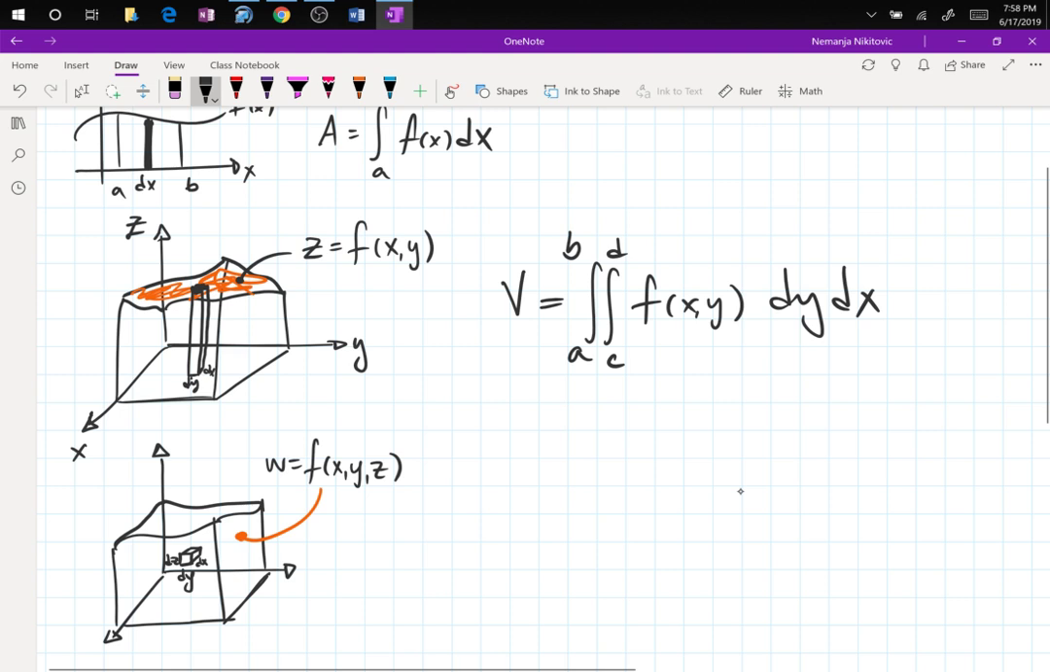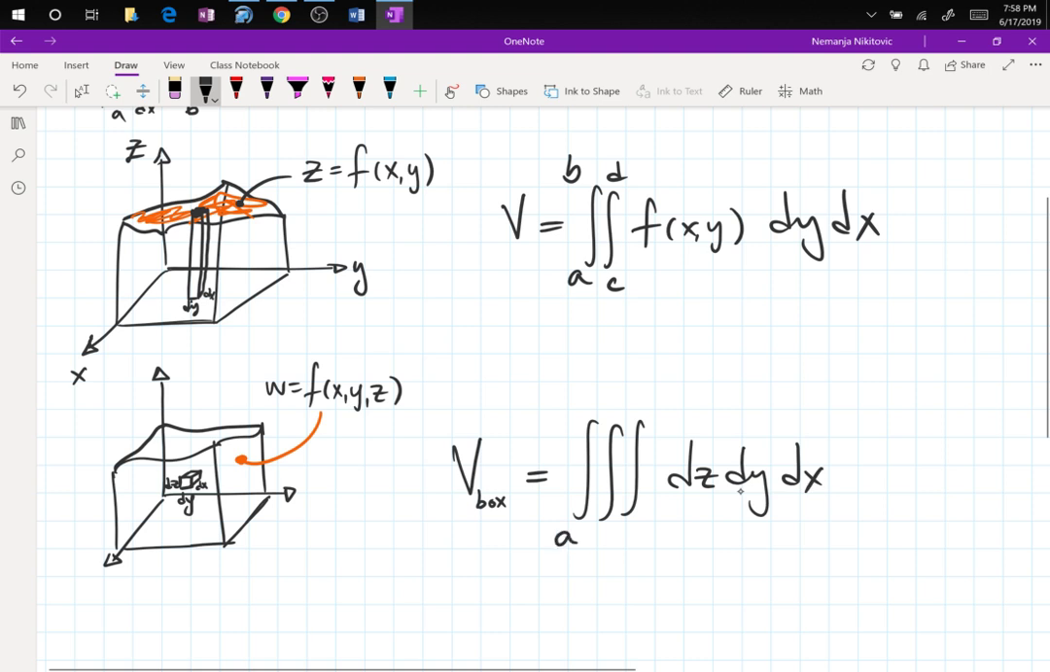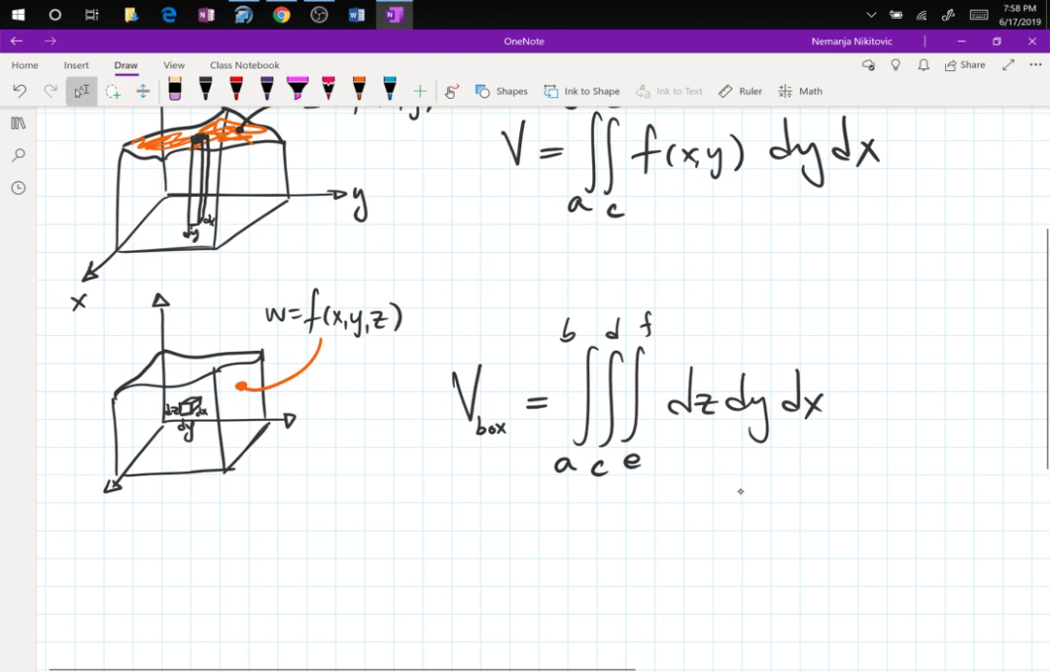So now, if you want to find the volume of the box, you will take the triple integral. Yeah, triple integral, volume of the box. Let's say dz, dy, dx from a to b, from c to d, from e to f as limits. And this would calculate the volume of the box.